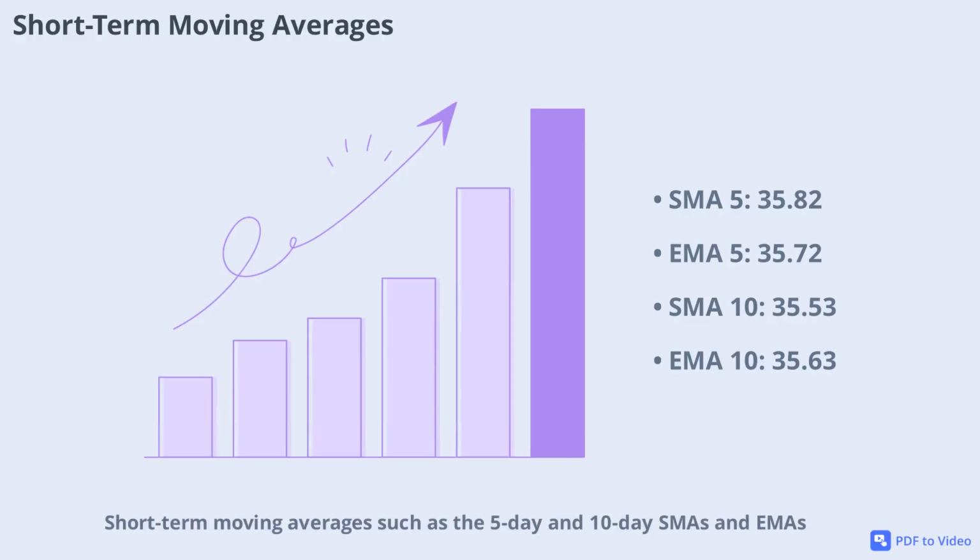Short-term moving averages, such as the 5-day and 10-day SMAs and EMAs, provide insight into the stock's immediate trend. For COWG, the 5-day SMA is at 35.82, while the 10-day SMA is at 35.53. The corresponding EMAs are 35.72 and 35.63 respectively. These values suggest that the stock is trading slightly above its short-term averages, indicating a mild upward bias in the near term. Monitoring these averages helps traders identify potential entry and exit points based on short-term momentum.